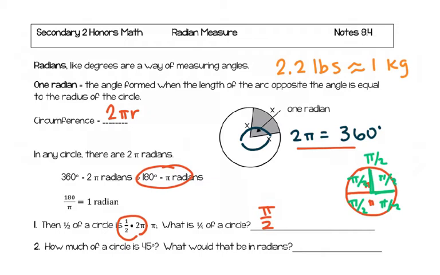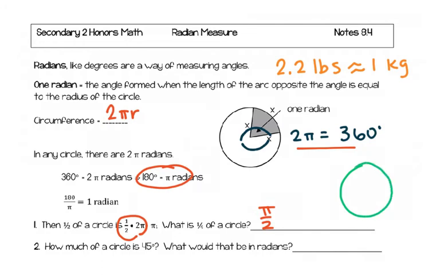How much of a circle is 45 degrees? If we think of a circle and we're thinking of 45 degrees, again we start here because that's 0 degrees.